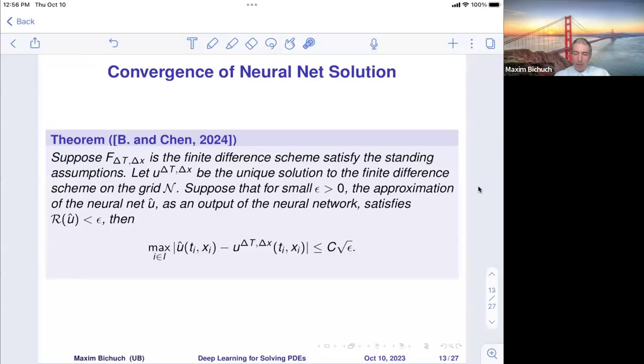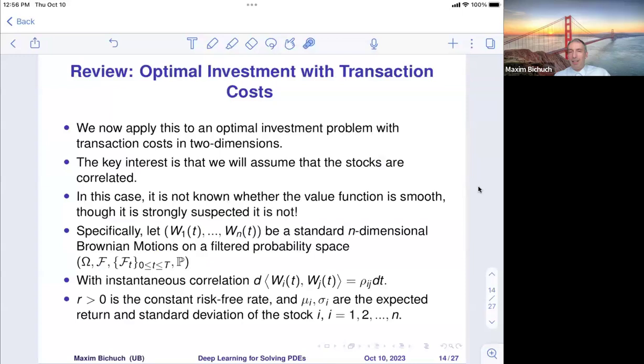And so again, under our assumption on the finite difference scheme, we can convert the L2 loss with some penalty to pointwise loss, and basically be given U delta T delta X, our finite difference solution to the finite difference scheme. Given our epsilon and assuming that the neural network loss is less than epsilon, then the pointwise loss is going to be fairly small, on the order of square root of epsilon, if you compare the difference between the neural network and the finite difference solution U. So that's basically the key results that we need.